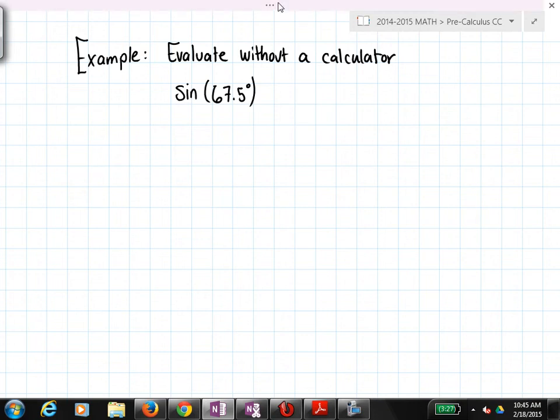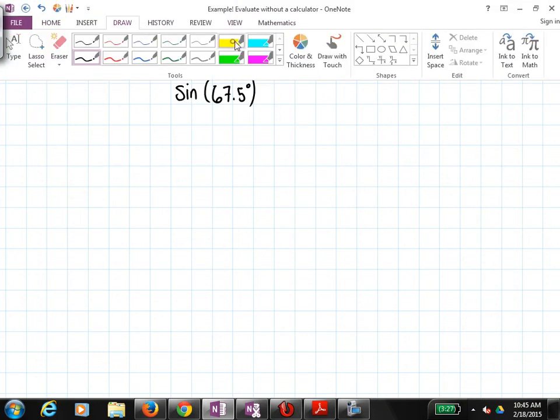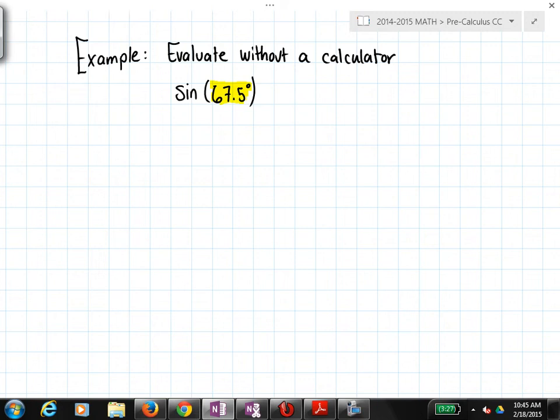Evaluate without a calculator: sine of 67.5. The first thing you may want to notice here is that this angle theta, if you want to call it that, is not a special right triangle. So if I try to evaluate this without a calculator, if I sketch 67.5, I'm not going to be able to find sine without a calculator.